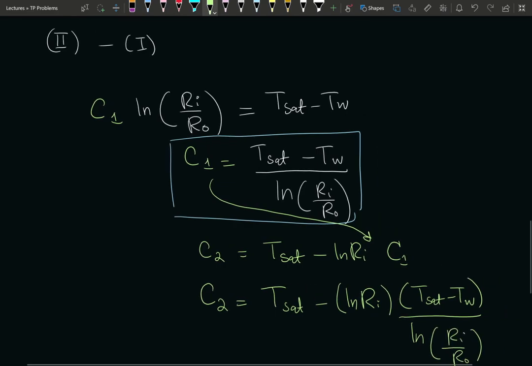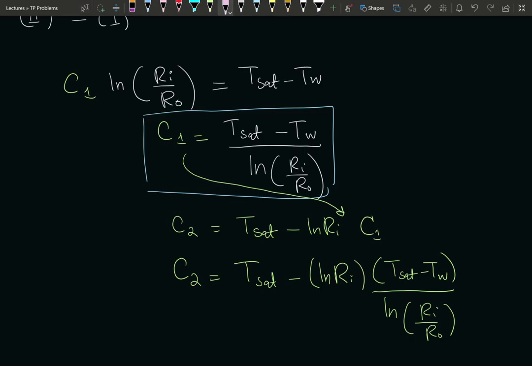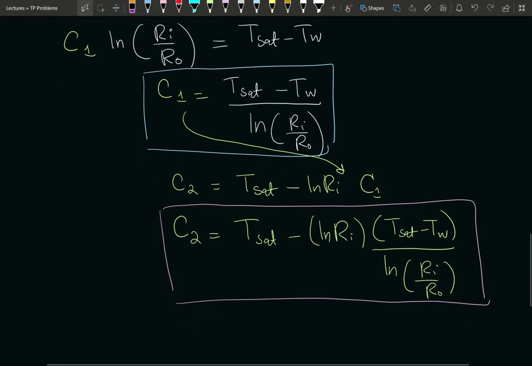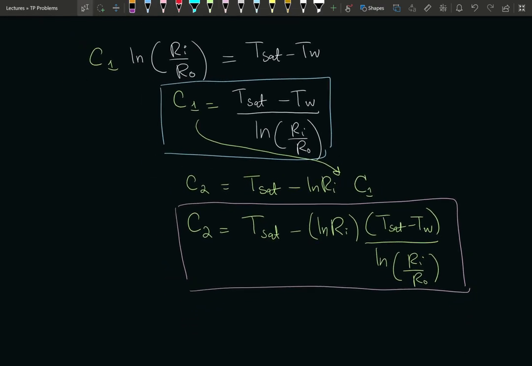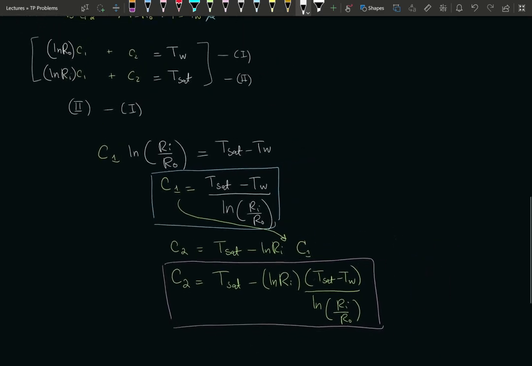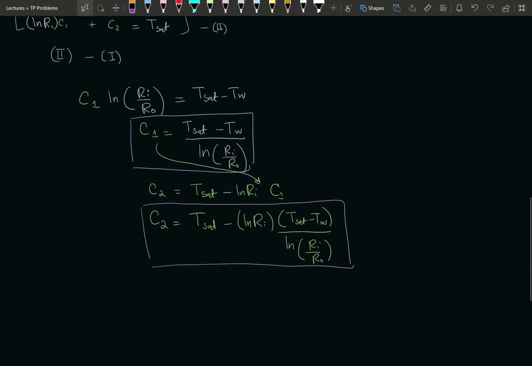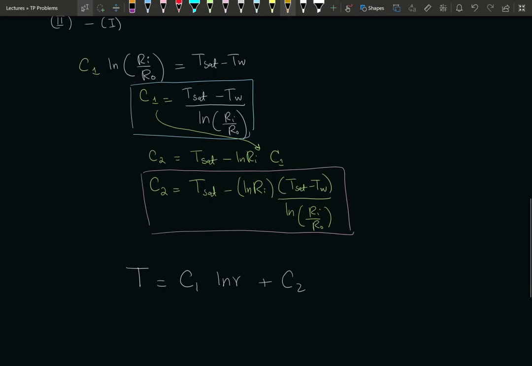In exam conditions, most professors in my experience are satisfied once you give them C1 and C2 and box those out, but some are not. So let's go back to our original expression, T equals C1 times natural log r plus C2, and make substitutions of C1 and C2.